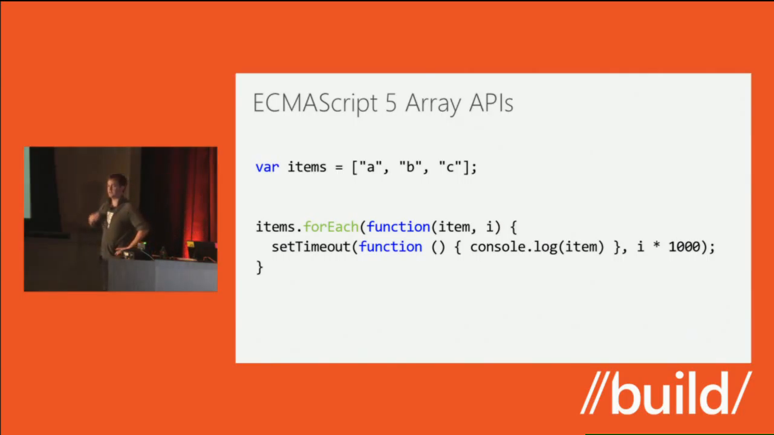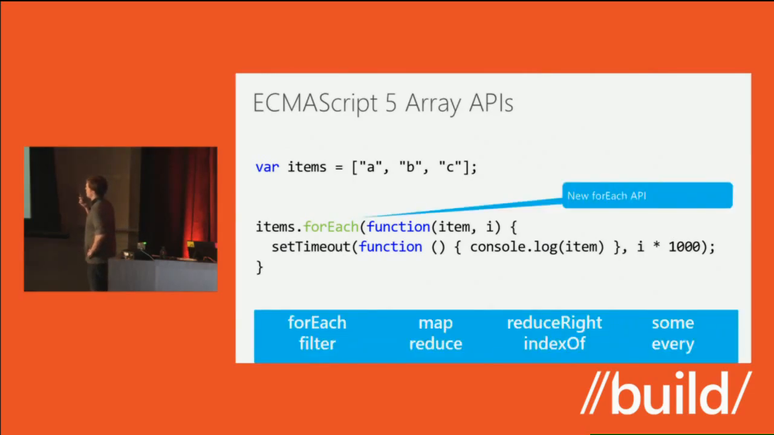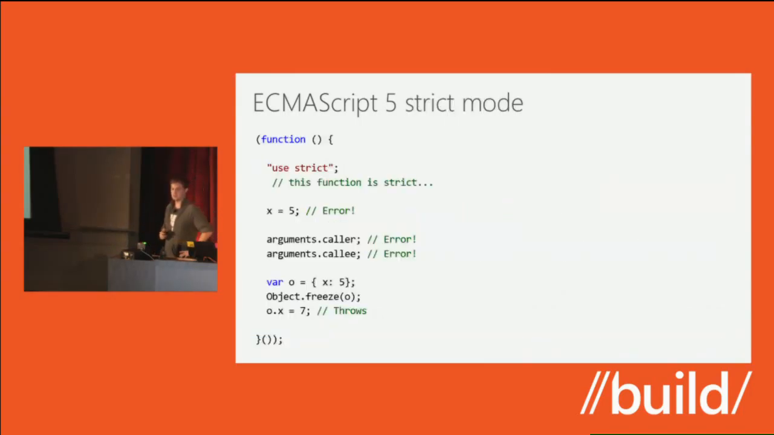Once you have this, you find yourself using it all over the place as a tool for doing iteration. And of course, it's not just forEach. There's a whole bunch of new array APIs. So things like map and filter, things like reduce and reduceRight, and even some handy ones like indexOf that weren't there in the past. Once you have them in the libraries, you're going to find yourself using them quite a lot.